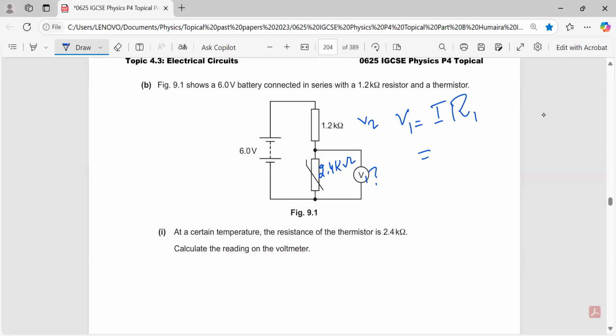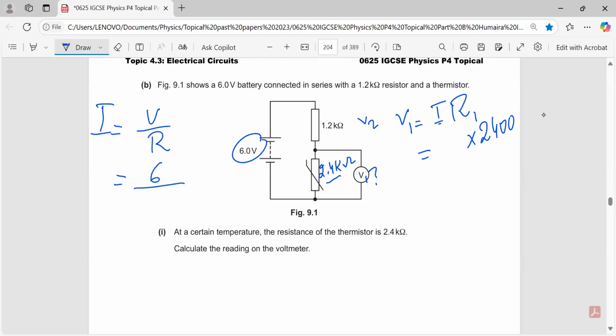So the voltage across here will be 2.4 kilo ohms. I'm going to convert that into ohms. First of all, that is 2400 ohms. But we don't know the value of current, so we should calculate the value of current. As you know, these two are in series with each other, like 1.2 kilo ohm resistor and thermistor. So to find the value of current in series circuit, we need the total voltage and total resistance, right? Total voltage will be equals to 6, and it is given here.